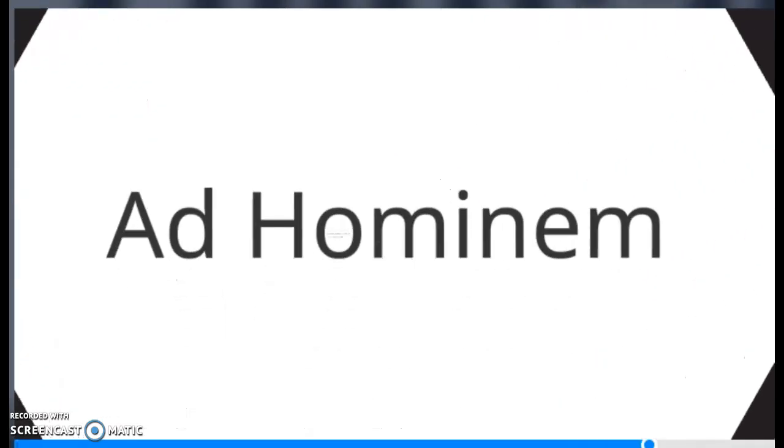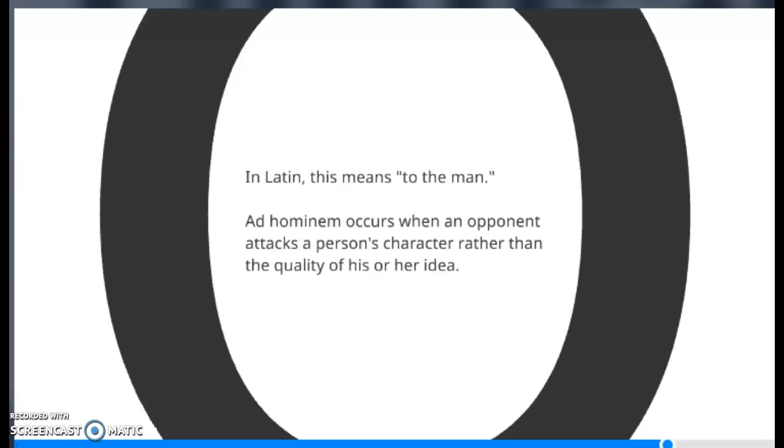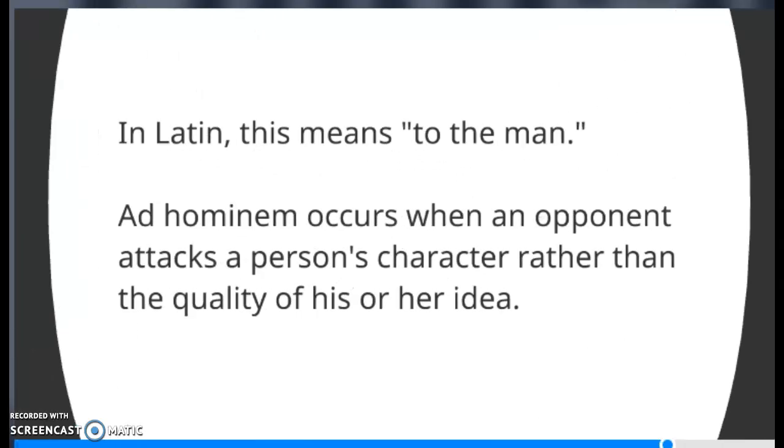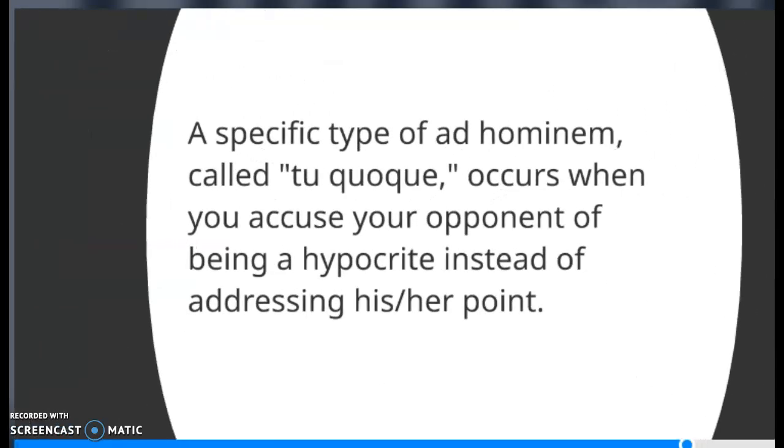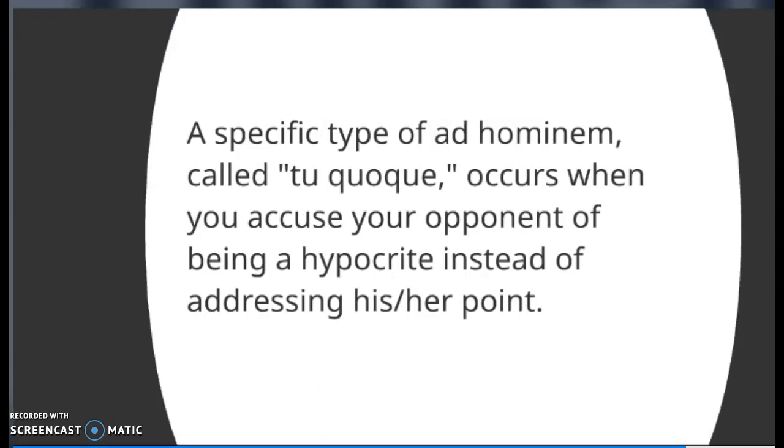Another logical fallacy is the ad hominem. In Latin, this means to the man, but ad hominem attacks really occur when an opponent attacks a person's character rather than the quality of his or her ideas. So this is very common in politics. A specific type of ad hominem called tu quoque occurs when you accuse your opponent of being a hypocrite instead of actually addressing his or her point.